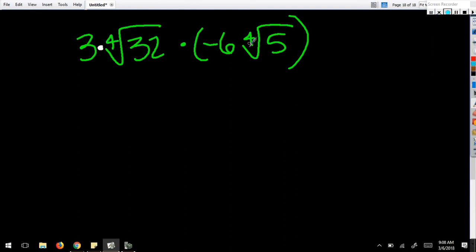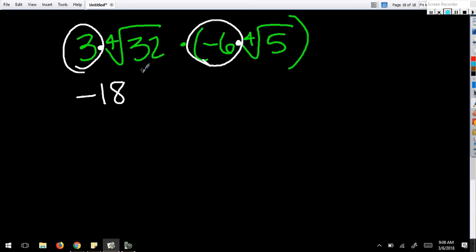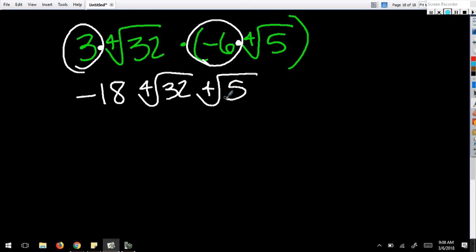Multiplying, right? This is times and this is times. Do we all agree? Do we also agree that we can multiply in any order we would like? Do you agree? So would you agree that I could do 3 times -6, -18, and then I could do my roots, I'm just going to write them here. Do you agree with that so far?